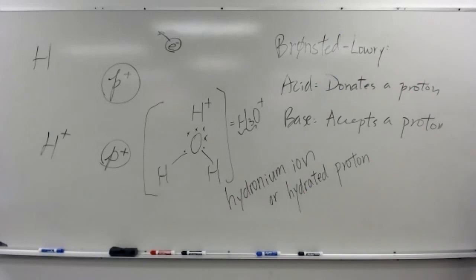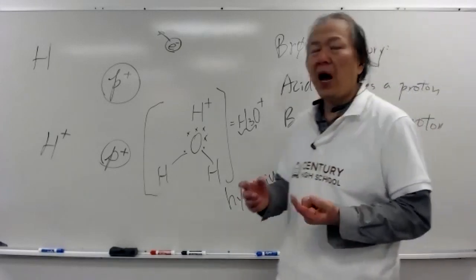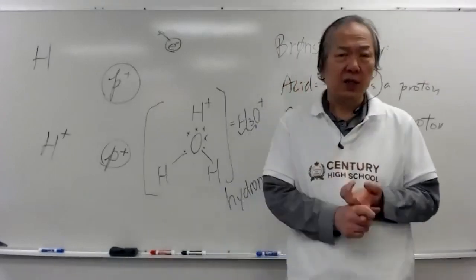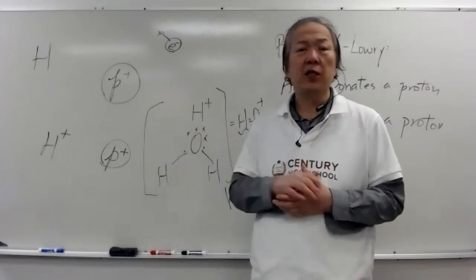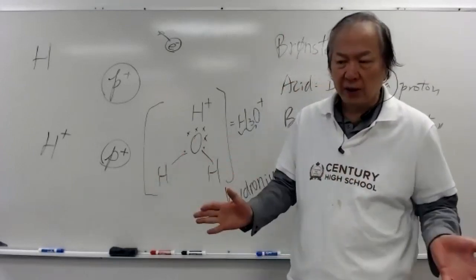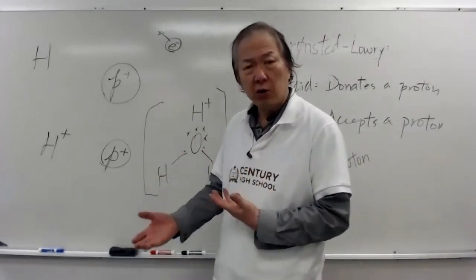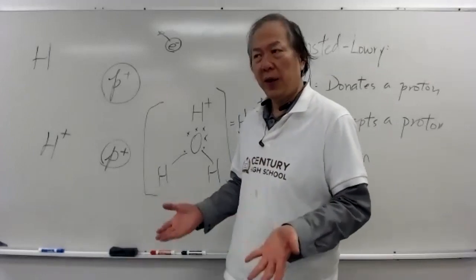So we try to do a couple of things in here. We introduce the Arrhenius theory for the acid base. Anything that can release H plus in the water, we call the acid. Anything that can release OH minus in the water, we call the base.